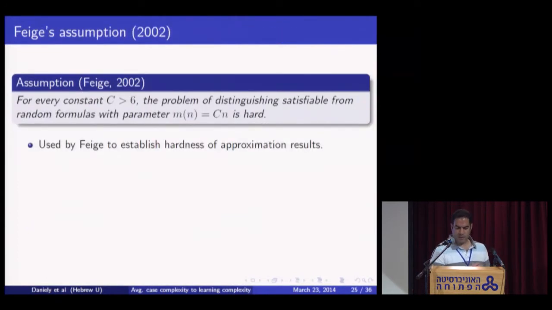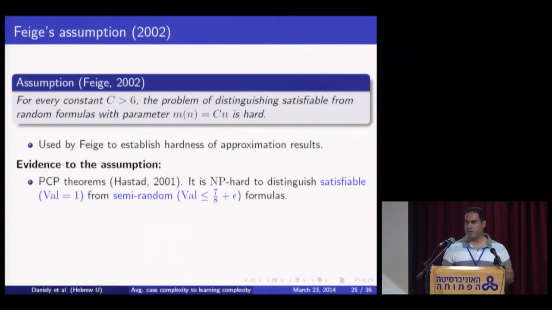Based on that, Feige in 2002 made the following assumption. It assumed that for every constant c which is at least 6, the problem of distinguishing satisfiable from random formulas with at least cn constraints is hard. Based on this assumption, he showed hardness of approximation results that, at least at that time, no one knew how to prove based on P different from NP. So this is the assumption we rely on, and there is plenty of evidence for it.